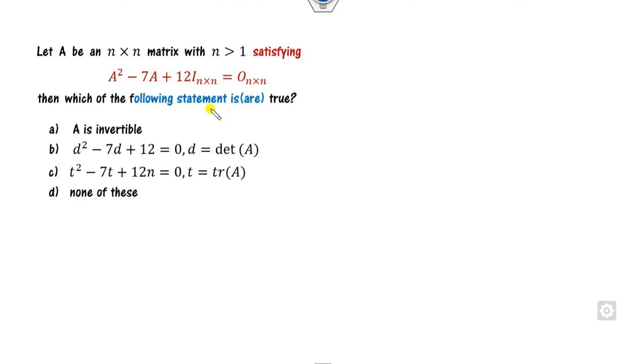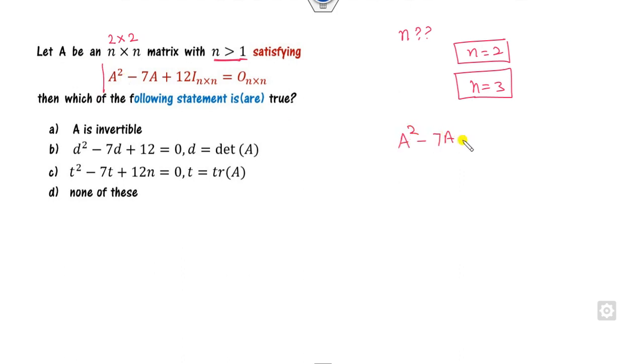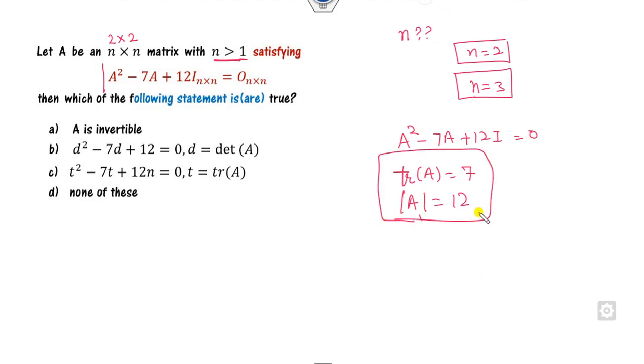Look at this case. Here A is any matrix, n is greater than 1. Is the value of n given to you? So you can consider n as 2 or n as 3, that is your choice. If I consider n as 2, then it will be a 2 by 2 matrix. What is the meaning of this line, A squared minus 7A plus 12I? The meaning is that the trace of A is 7 and the determinant of A is 12.